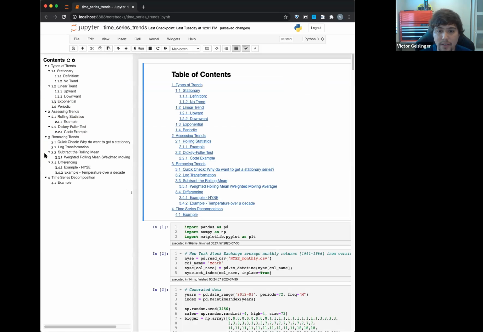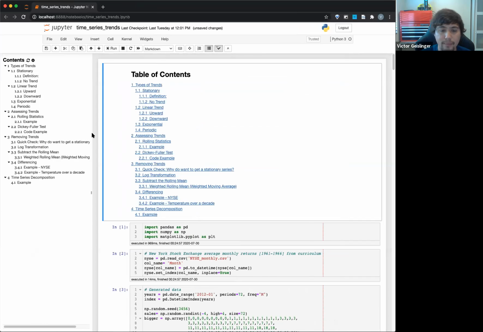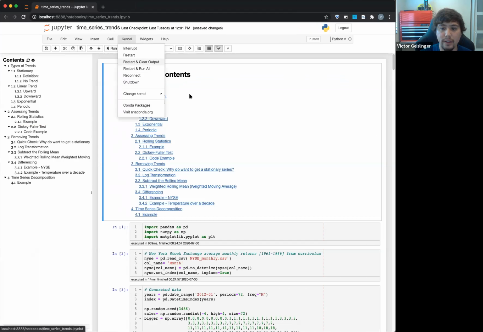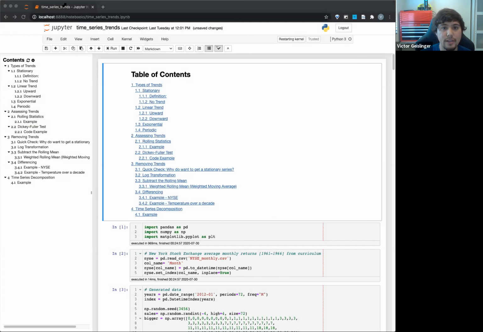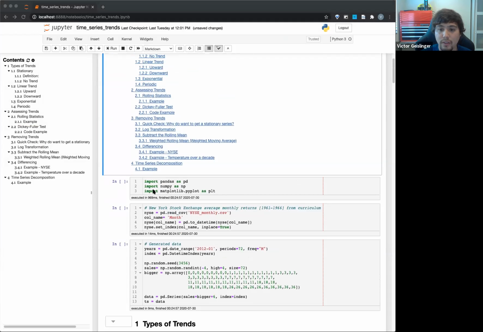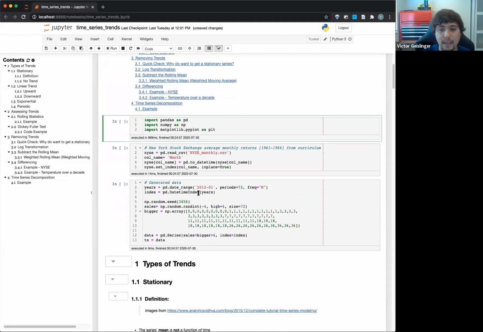Okay, cool. Let me expand this out so it's a little easier to read. There we go. Let me clear this so we get to run it fresh. Okay, so types of trends. First, I'm just doing some really quick loading of data. I'm going to import our normal imports: pandas, NumPy, matplotlib. I'm going to use the New York Stock Exchange monthly data, so remember that from last time. I'm making sure we have it as a datetime. Note, I didn't pass in a format this time because pandas will figure it out well enough.